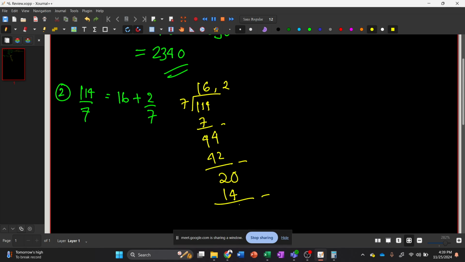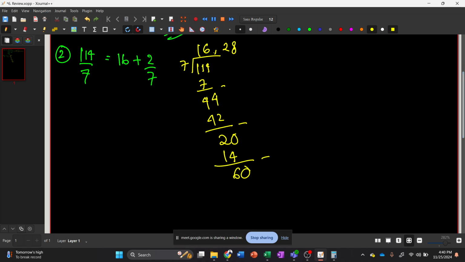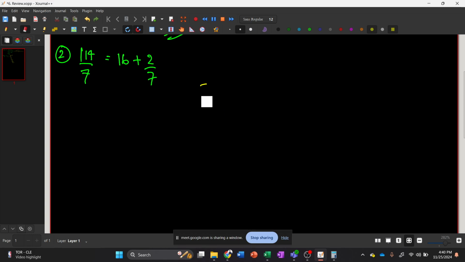Yeah, and this will become 6, and then if we do it again, 60, the nearest will be 8. Because 7 times 8 is 56, and 7 times 9 is 63, which is more than 60. So this will become 56. You can do this process on and on, but the result will be 16.28.